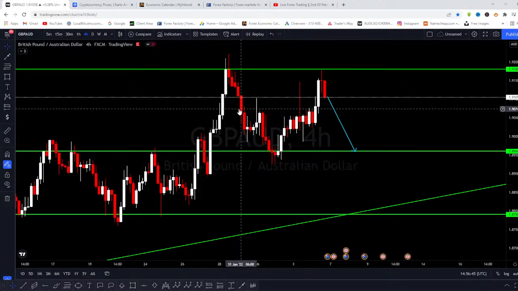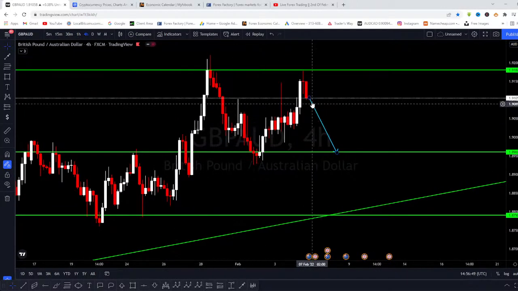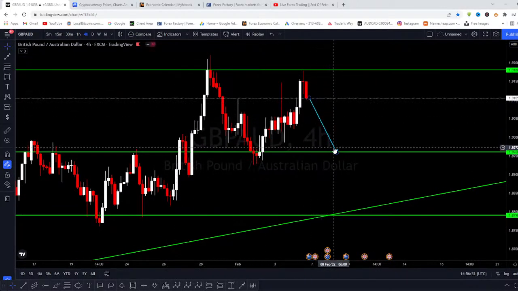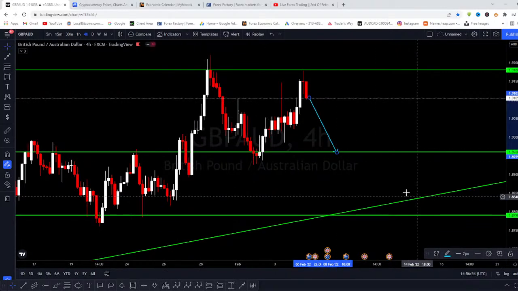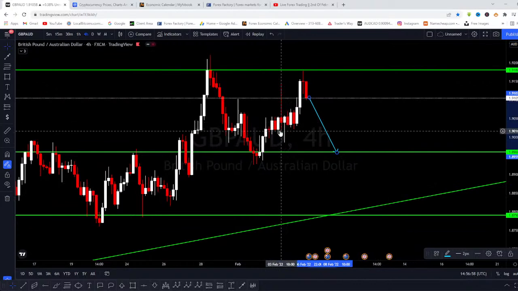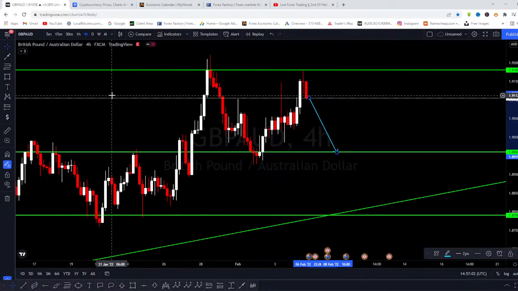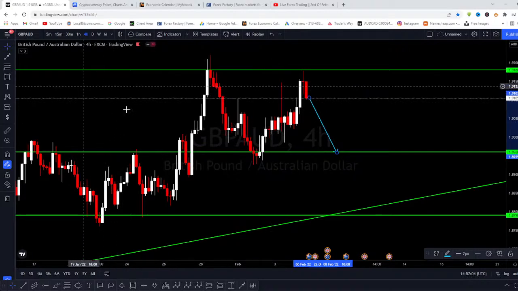So I'm not interested in taking this trade right now, but I'm telling you that it's going to go to the downside. So if you want to take it, you take it. If you don't want to take it, of course, you just leave it, because for me, that's the best thing to do right now. It's not a profitable trade anyway. So that's just it on GBP AUD for our time frame.